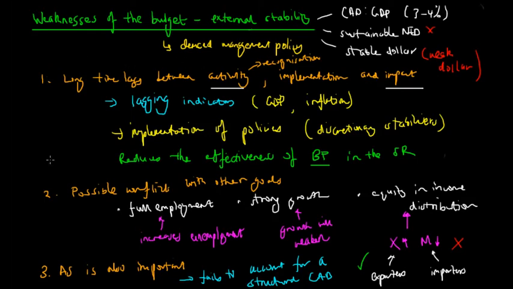So there are three major weaknesses. And to recap, we have long time lags between activity recognition, implementation, and finally impact. Secondly, we have a possible conflict with other economic goals such as full employment, economic growth, and equity in income distribution. And finally, this demand management policy of the budget to slow aggregate demand doesn't really account for aggregate supply side factors that contribute to our large current account deficit.